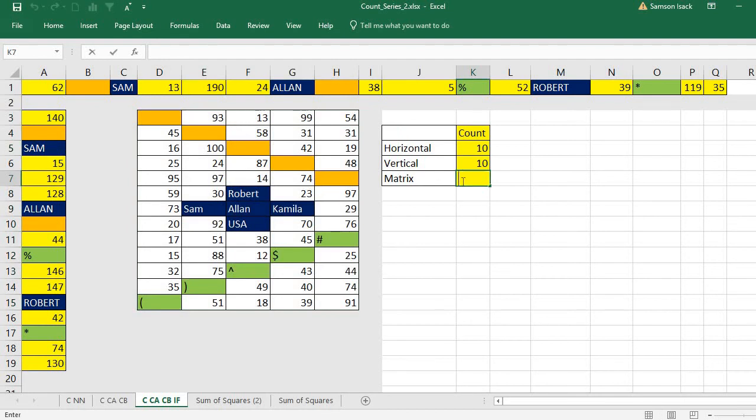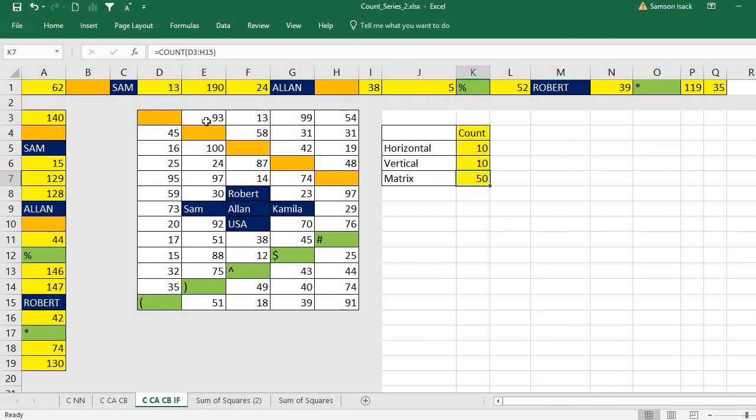Now we are going to check the number of numeric cells. COUNT, select the whole matrix, close the bracket, and it brings 50. So the number of numerical values here is 50.